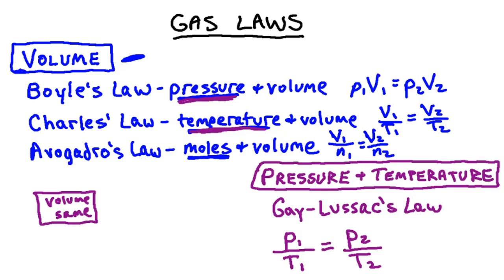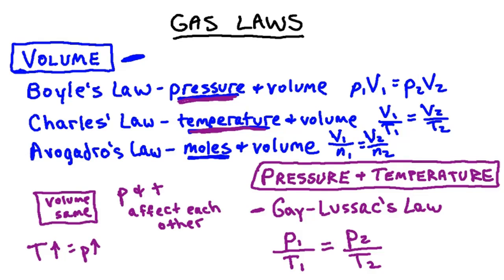Well, there is a French scientist by the name of Gay-Lussac, and he figured out that the pressure and the temperature, the P and the T, affect each other. If the volume stays the same, the pressure and the temperature can still alter each other. So when the temperature goes up, the pressure also goes up. And when the temperature goes down, the pressure also goes down.